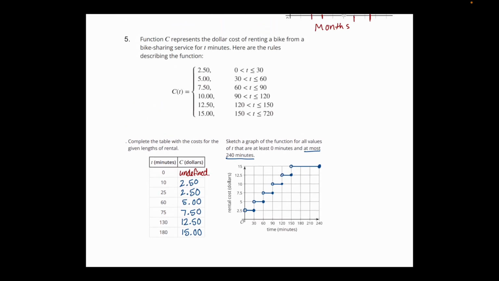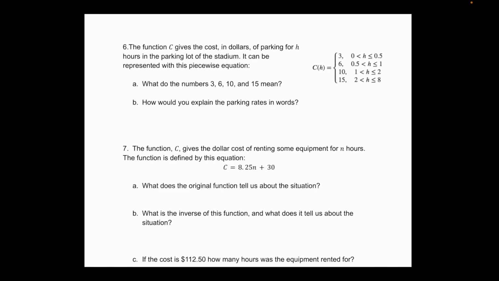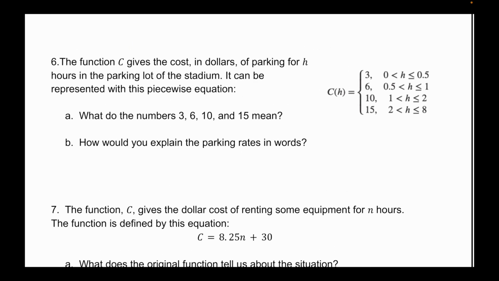Yep. So we're going to continue on over to question 6. Question 6 gives us a function for parking. So we have C as the cost, H is the hours in the parking lot at the stadium. It can be represented with this piecewise equation. So we have this over here. This means this is our dollar amount that we're paying to park. These are our limits on hours for each price. What do the numbers 3, 6, 10, and 15 mean?